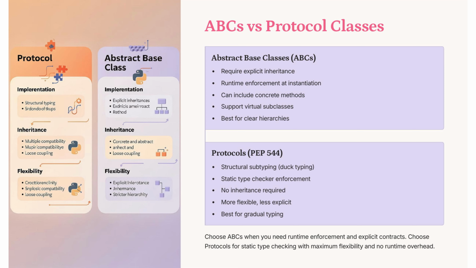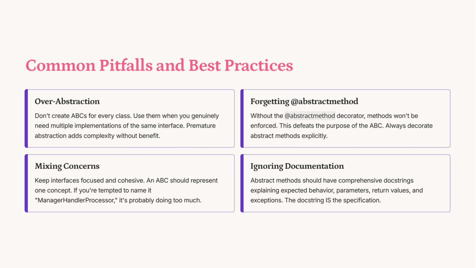Abstract-base classes, ABCs, require explicit inheritance and enforce rules at runtime, making them ideal for clear hierarchies. They can include concrete methods and support virtual subclasses. Protocols, on the other hand, use structural subtyping, offering flexibility with static type checking and no inheritance requirement. Opt for ABCs for runtime enforcement. Choose protocols for flexibility. Avoid over-abstraction by creating abstract base classes only when multiple implementations are needed.